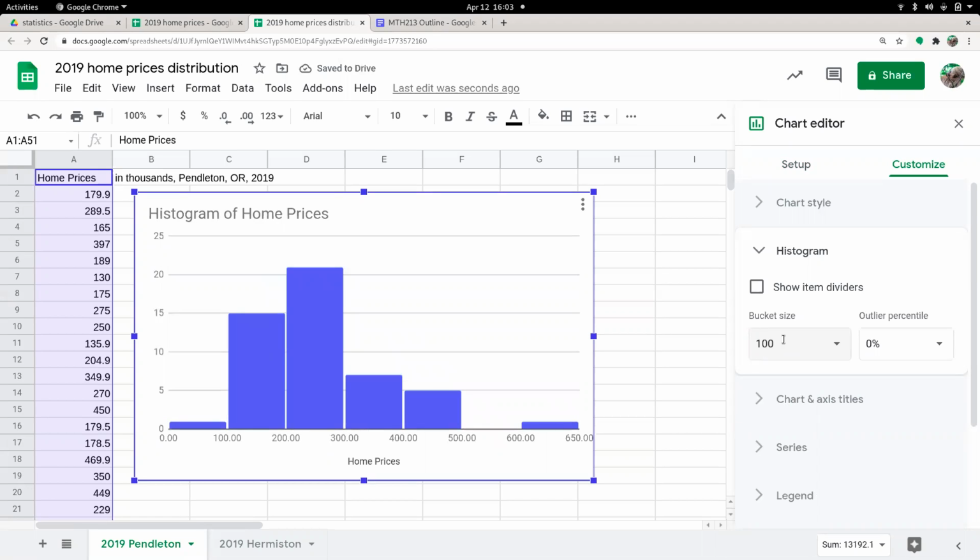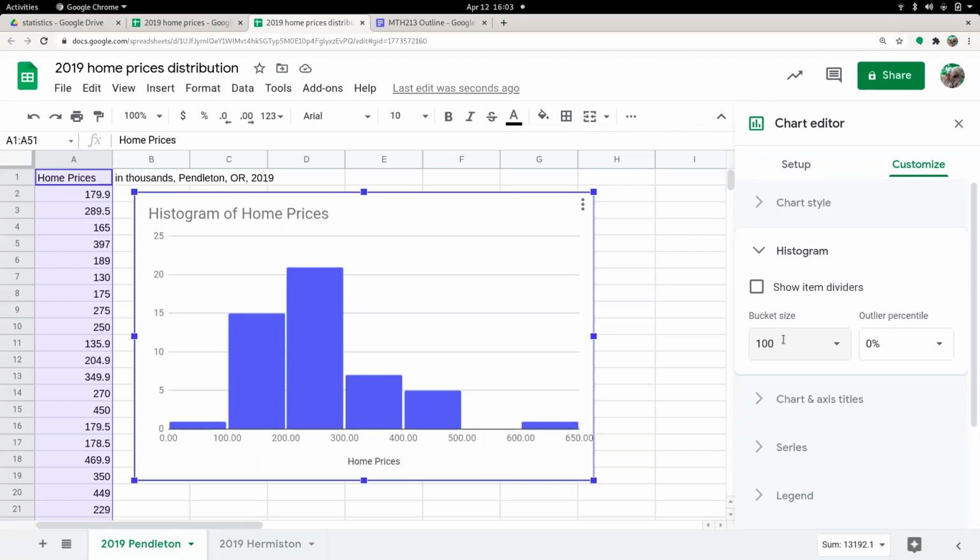So how would we describe this distribution to somebody? Do we see a skew? Do we see symmetry? Nobody wants to share. Okay.